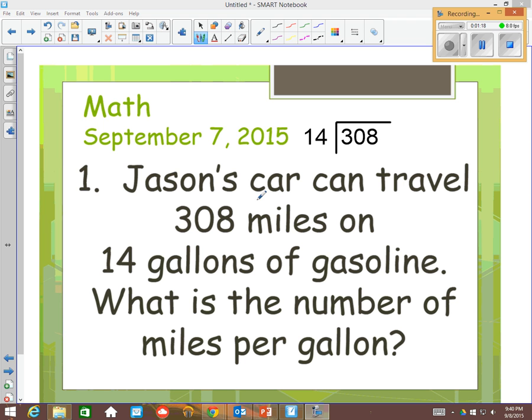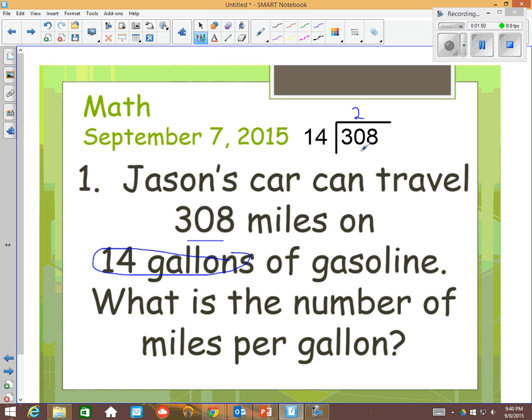Math. Jason's car can travel 308 miles on 14 gallons of gasoline. What is the number of miles per gallon? So you divide the number of gallons into the number of miles. So you would simply divide 14 into 30. We'll go 2 times.